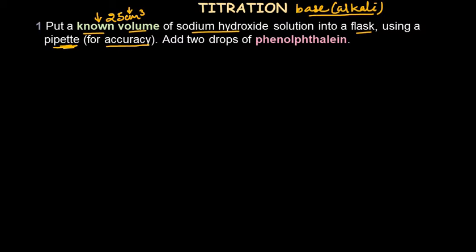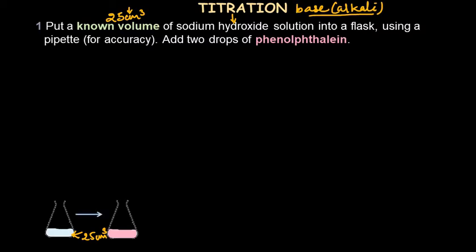Next, add 2 or 3 drops of indicator, say phenolphthalein. We can use another indicator also depending on the type of base or acid we use, but here we are using phenolphthalein as an example. So suppose here is a conical flask with 25 centimeter cube of an alkali. Then add a few drops of indicator that will change the color. As we have added phenolphthalein indicator, it will show a pink color in the alkali solution.